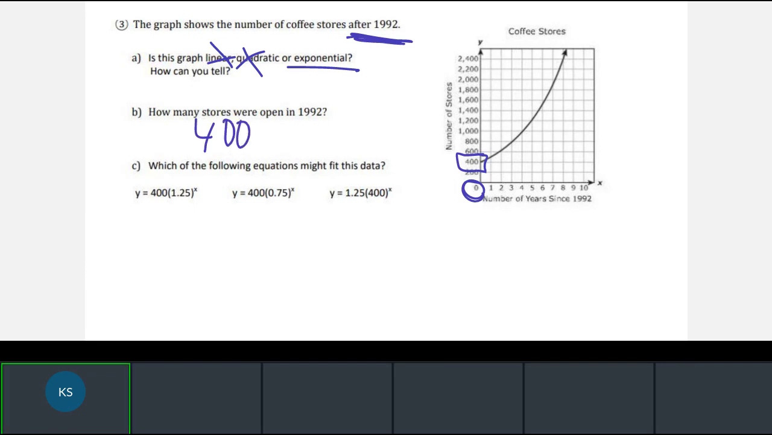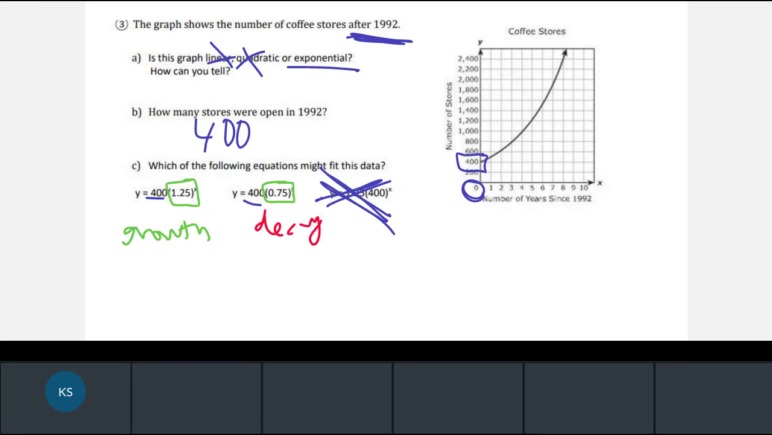C says, which of the following equations might fit this data? We know that 400 has to be our A value. So this one does not work. A is 400, A is 400. The difference in these two is whether or not we're growing or decaying. This first one, B is bigger than 1, so this is a growth. The second one, B is between 0 and 1. This is decay. Again, as the number of years goes up, so does the number of stores. So this is a growth function.